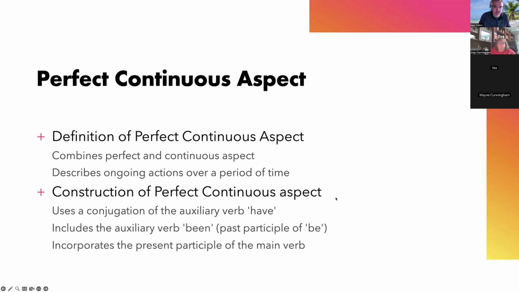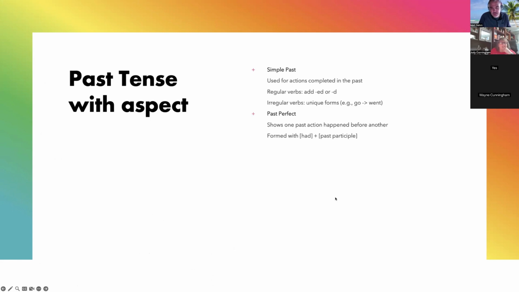So I know that's a lot of stuff. Let's add past tense. So past tense, we go simple past, right? Used for actions completed in the past. Just simple verbs. You add to regular verbs, not irregular, so you add ed or d. You do have irregular verbs in there.